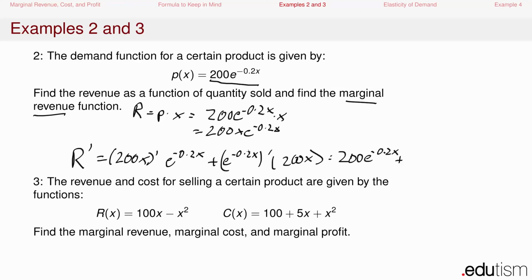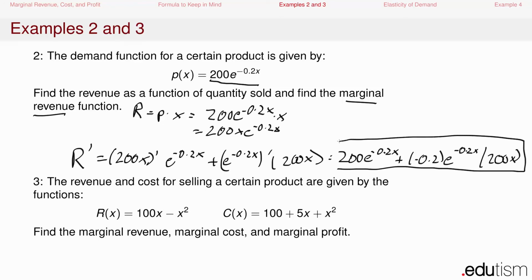The derivative of e to the negative 0.2x, well, we're going to use the chain rule. We've got e to the negative 0.2x, and we have to multiply by negative 0.2. So we're going to have negative 0.2 e to the negative 0.2x all times 200x. And again, we could simplify it, but this is fine for the marginal revenue.